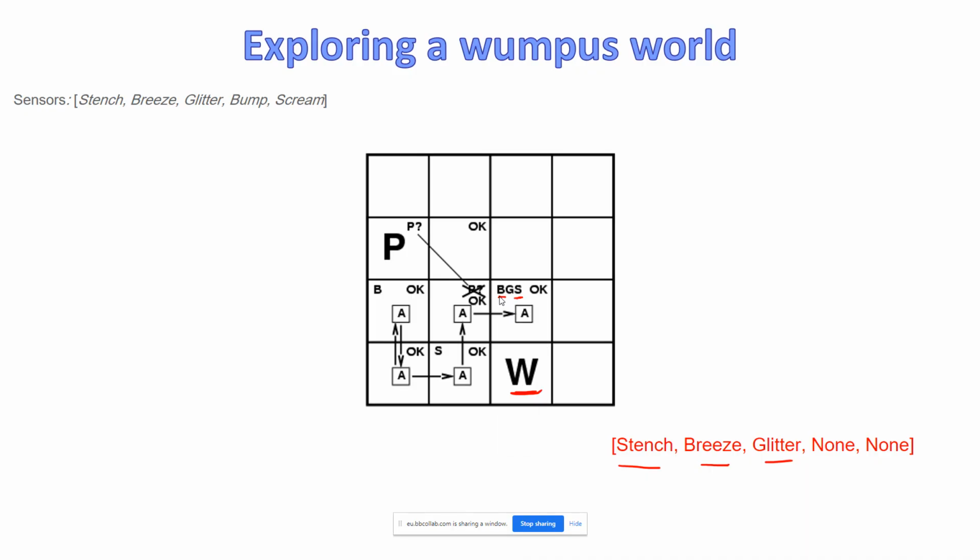Breeze here means that somewhere near us there is a pit. Now we know that a pit might be here or a pit might be here. And the glitter tells us that there is gold here. So the next action should be to grab the gold, of course, and probably go back on the safe path to get out of the cave and win the game.